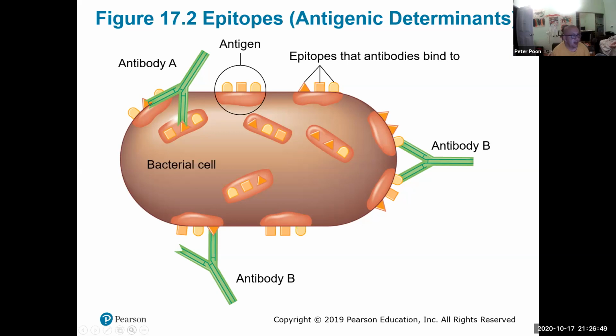So here is a bacteria. A bacteria is not an antigen. A bacteria has antigens. So this protein on the surface of the bacteria might be an antigen. Just because it's an antigen means it has at least one epitope. A particular antibody will attach to one particular epitope.